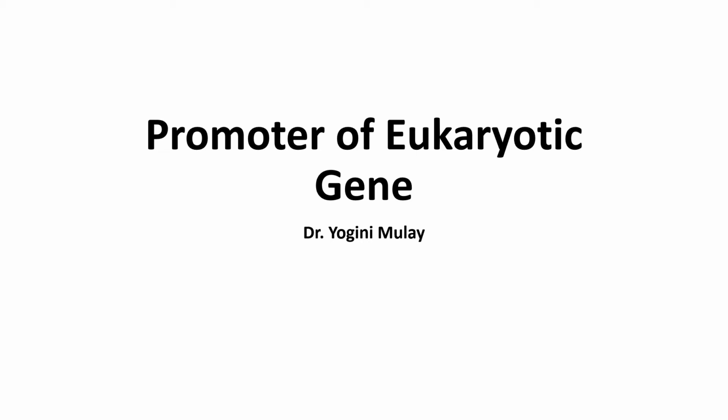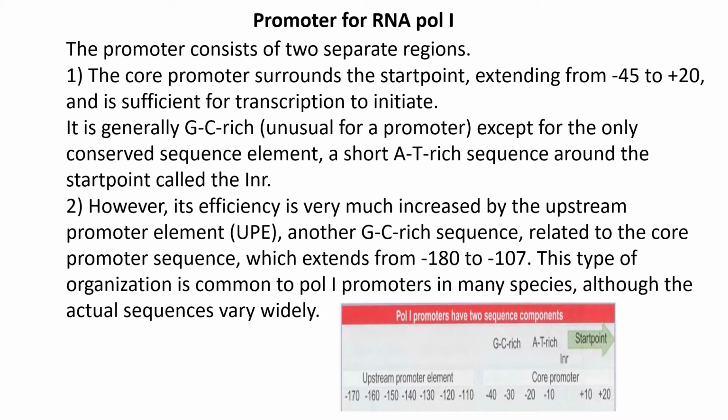Hello everyone. In this lecture video, I'll be talking about the promoter of eukaryotic genes. There are three types of RNA polymerases involved in eukaryotes: RNA polymerase 1, RNA polymerase 2 and RNA polymerase 3. Now we are going to study in detail the promoter for each of these different RNA polymerases.